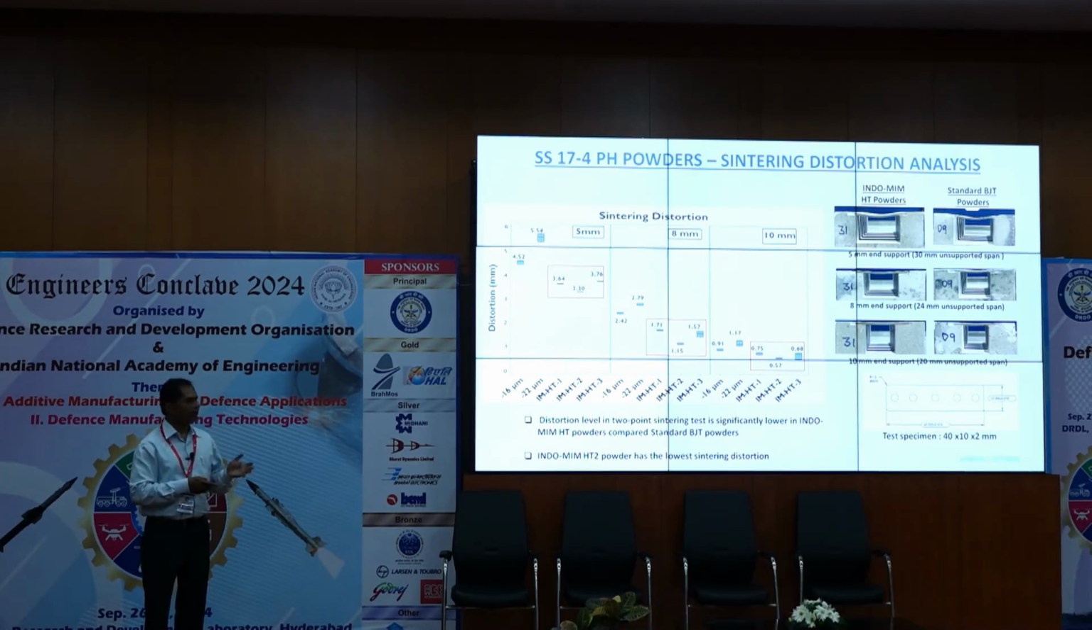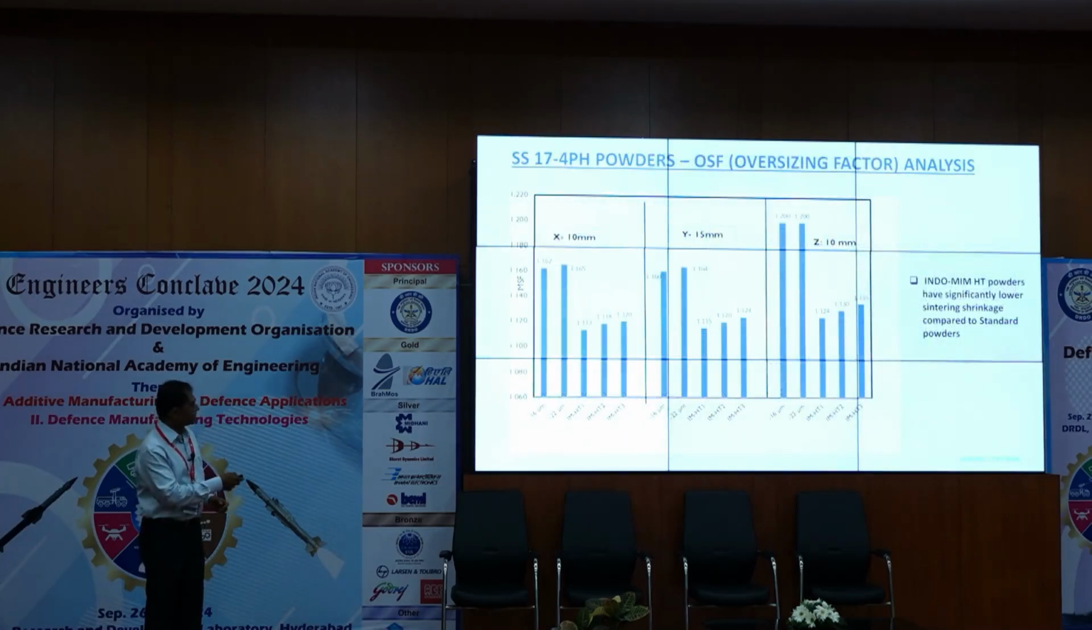So apart from improving the productivity and getting the required material properties, you can minimize the centering distortion. Centering distortion reduction means you can get better dimensional accuracy and minimum secondary or finishing operations. You can see here the centering shrinkage has reduced from 16% to 11 to 12%. So there is a drastic reduction in the centering shrinkage.